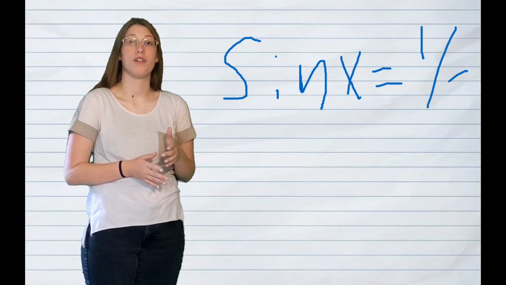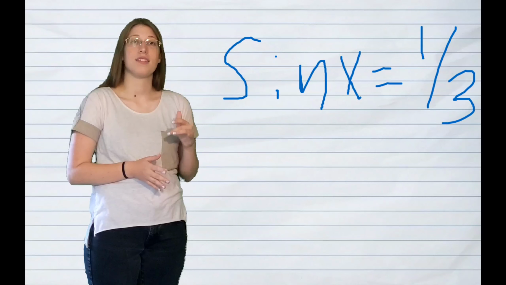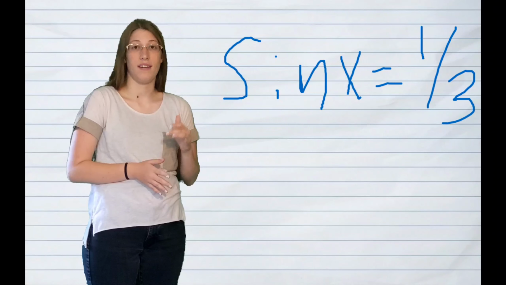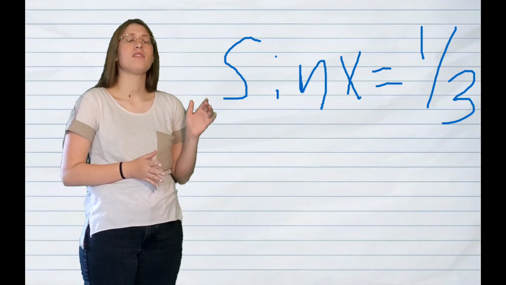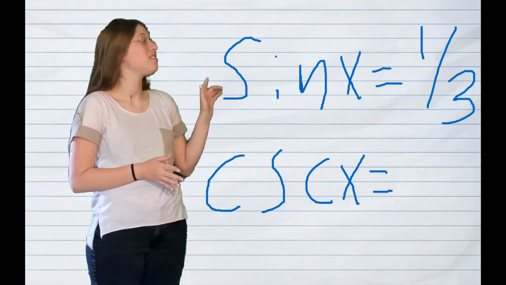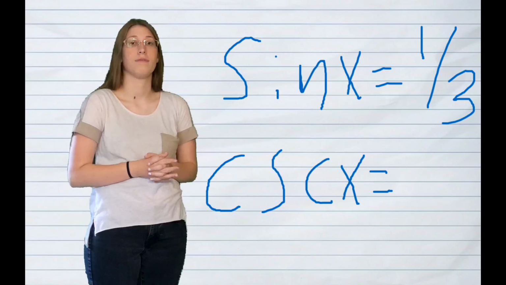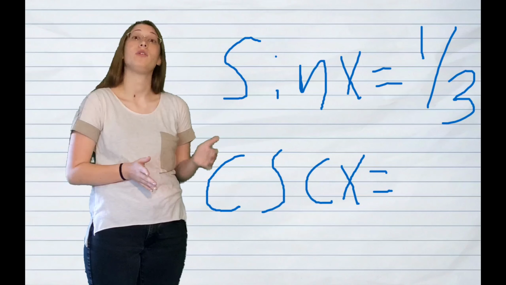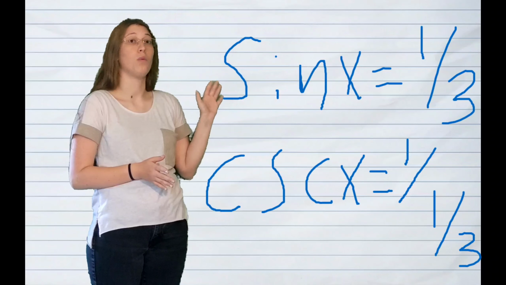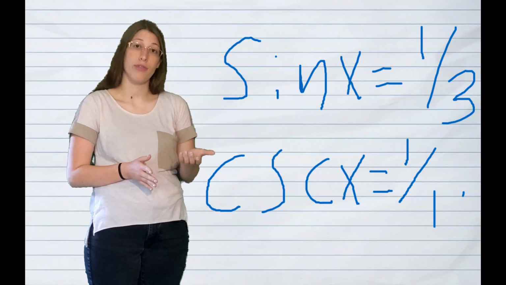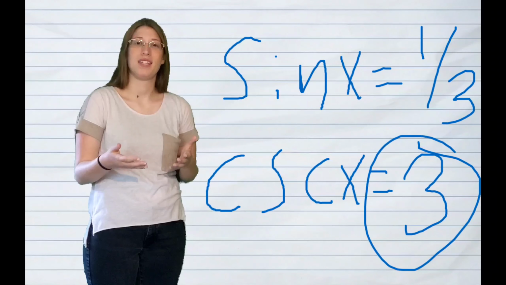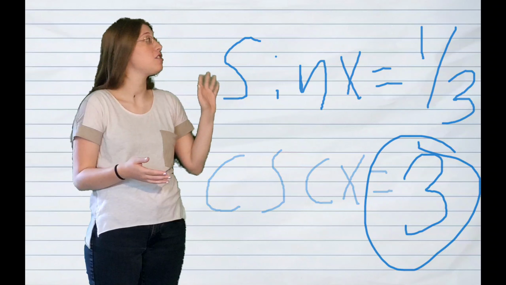Let's look at some examples. So first we have sine of x equals 1/3. So if sine of x equals 1 over cosecant of x, then what does cosecant of x equal when sine of x equals 1/3? Well, it would equal 1 over 1/3, or 3. This would be the same as just flipping the fraction to 3 over 1. So let's look at the next one.